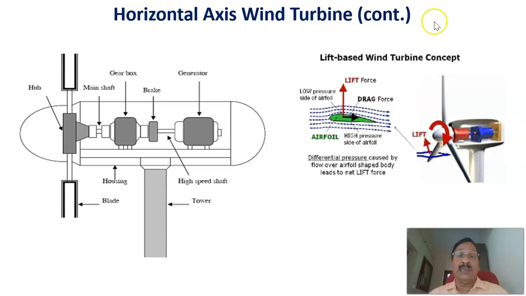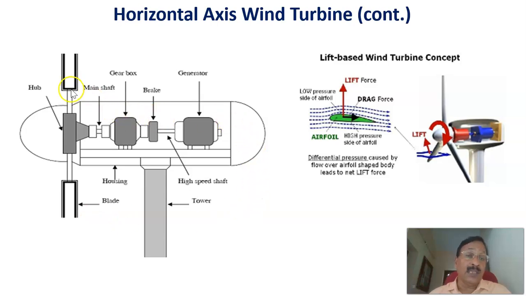Continuing with the horizontal axis wind turbine, as we have already seen in the last slide, this is a lift based wind turbine, in which because of the pressure difference, here the pressure is more and here it is less. Because of that, a force will go in the upward direction. That is called the lift force. Due to that, the blade will be rotating, which causes the shaft to rotate. So this is the lift force based wind turbine concept.